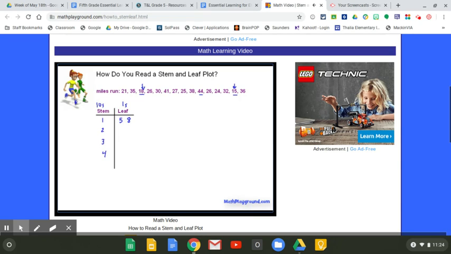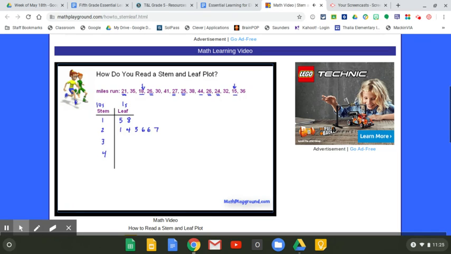Next, we'll look at numbers that are in the 20s. Oh, we have 21, 26, 27, 25, another 26, and a 24. We'll add those ones next to the 2 in our stem and leaf plot. So we'll begin with 1, then the next highest number was 4, then we have a 5, and we had 2 6s, and a 7.